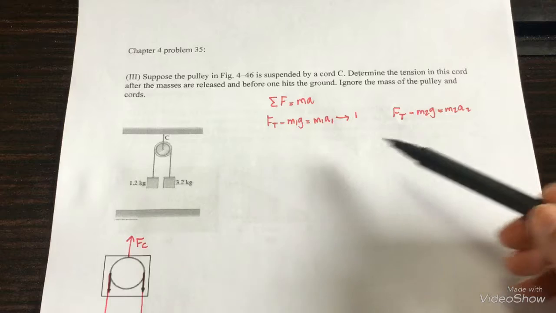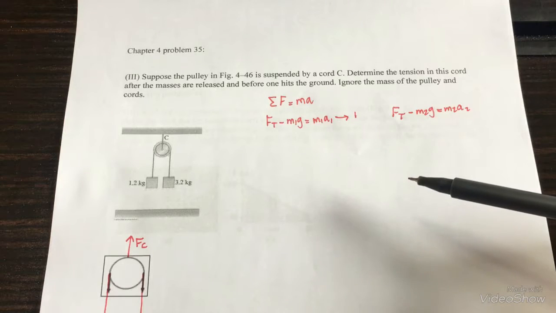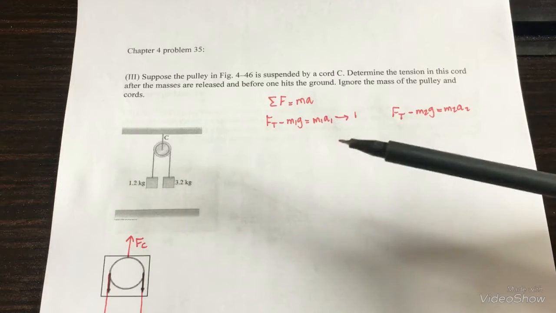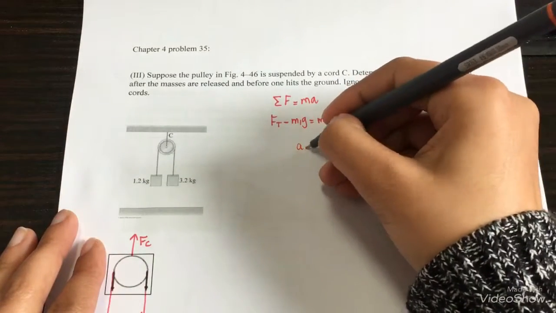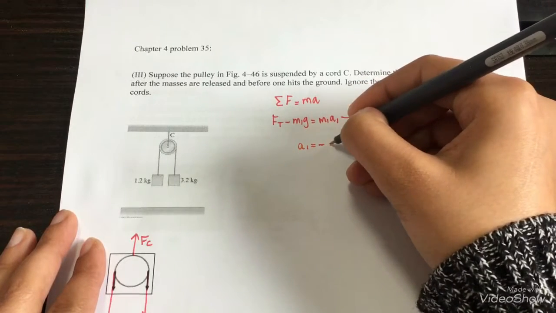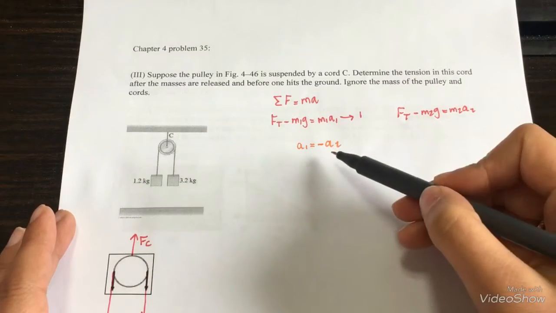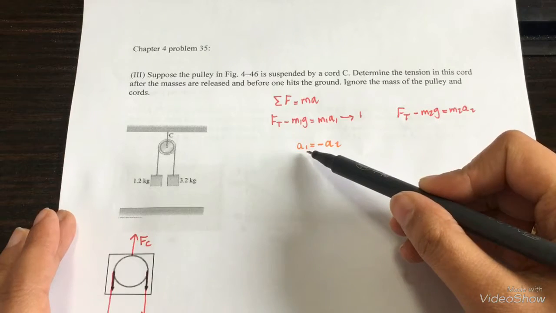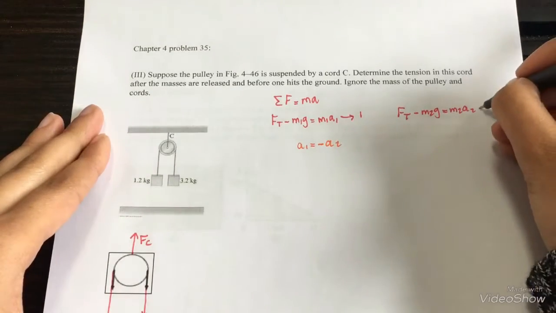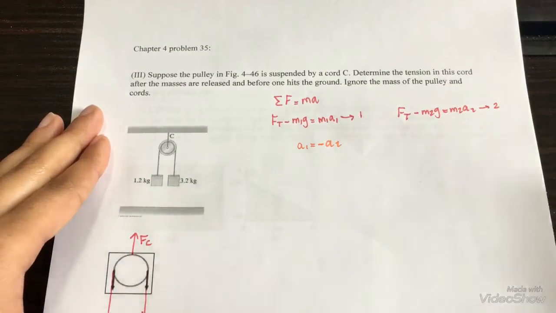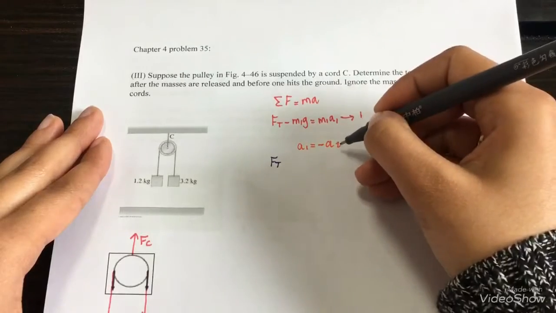Since the masses are joined together by the cord, their accelerations will have the same magnitude but opposite directions. So we are going to have a1 equal to negative a2. It's the same magnitude but different direction. We are going to substitute a1 in equation number 1, and also in equation number 2. So let's just substitute it and solve for a.